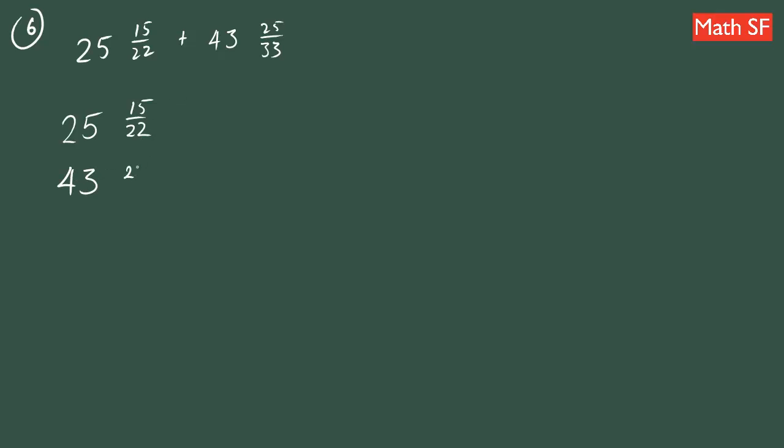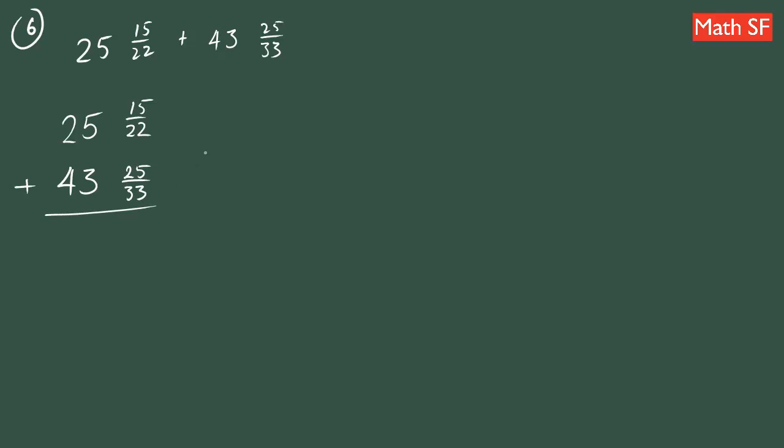Let's keep adding this. So number 6, we have 25 and 15 over 22, plus 43 and 25 over 33. Let's add them up, but first of all, to add them up we need to align them vertically. So let me put the whole numbers first: 25 and 15 over 22, and 43 and 25 over 33.